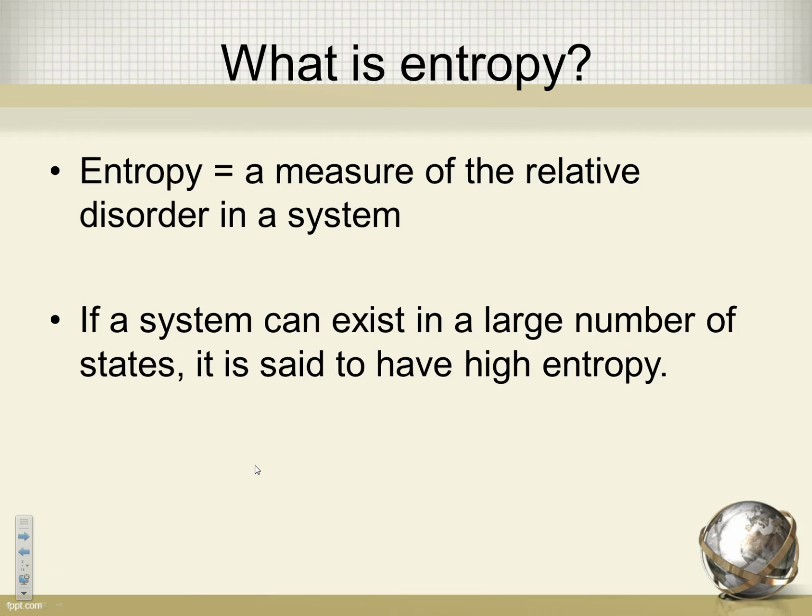And thinking of it just as disorder probably isn't going all the way in terms of the scientific definition. So here I've given you more of a technical scientific definition. It says if a system can exist in a large number of states, it has high entropy. And so I'm going to go through an example of something and explain what I mean by a large number of states.